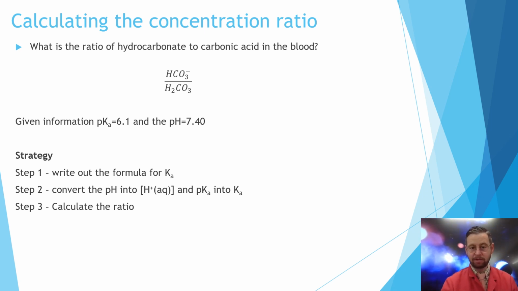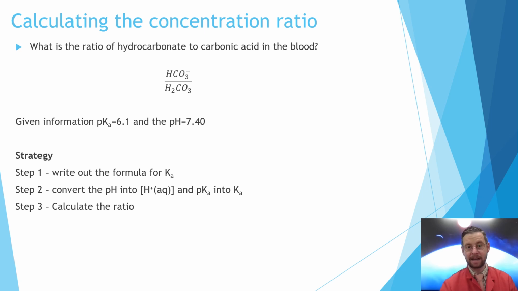We look at, that's what we're trying to find, the ratio, and we're given two pieces of information, the desired pH and the power of the dissociation constant. Your strategy is going to be, first of all, we're going to write out the formula for the Ka, the dissociation constant, and then we're going to take those two numbers, the pH, and turn that into the concentration of H+ ions, and we're going to turn the power of the dissociation constant into the dissociation constant similarly, and then we're going to substitute those numbers into our formula for Ka and calculate that ratio. So let's have a look at how we do that.